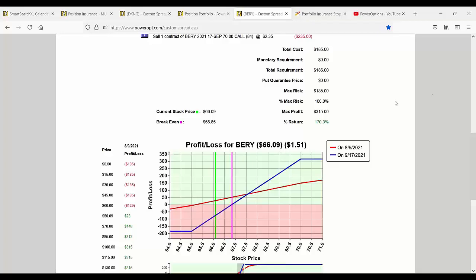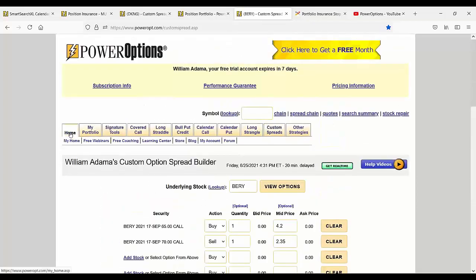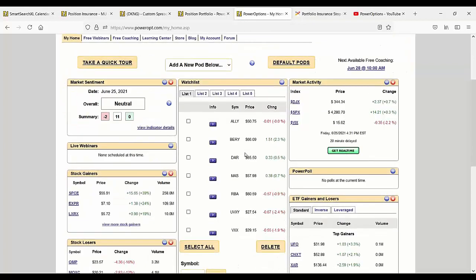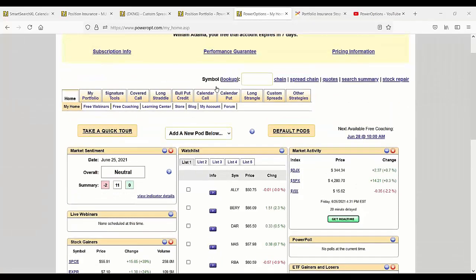We only track the options for the optionable stocks, indexes, and ETFs in the U.S. market on Power Options. We do not have a data feed for futures contracts, James, at this time. And I don't know if we're planning on doing that anytime soon. So it's just for the optionable stocks, indexes, and ETFs as well.